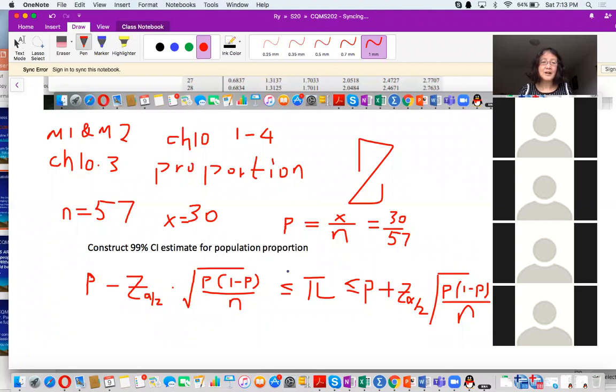You know P is this number. You know N is 57. The only thing you are concerned about is Z half alpha. Remember, when you have 99%, we did this question before. When you have 99%, Z half alpha equals, anyone can recall what is that number?